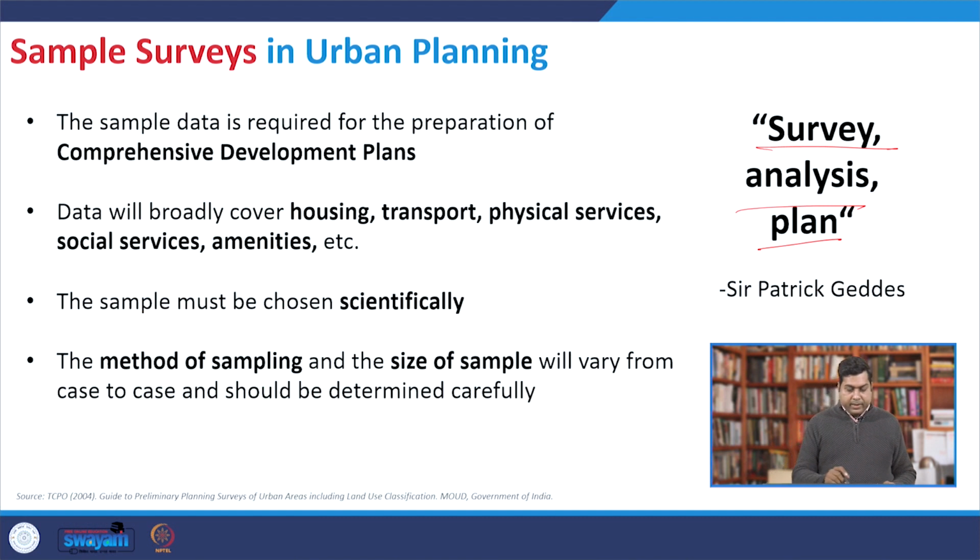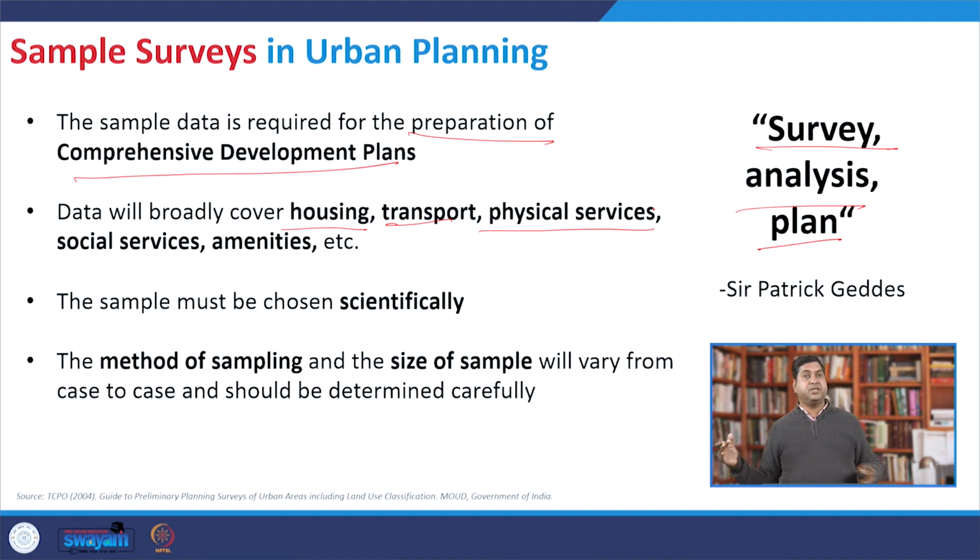Now the sample data is required for preparation of any comprehensive development plan. This is one example. Then the data will be all on housing, it can be transport, physical services like water supply, sanitation, etc., other social services and other amenities. So those are the pieces of information you can collect. We'll discuss that type of surveys in another lecture.